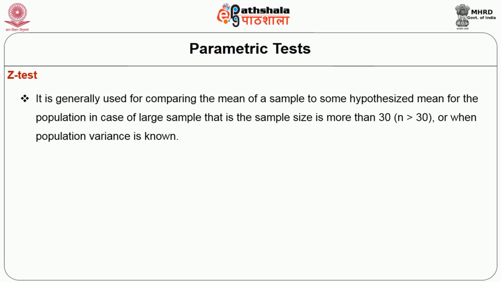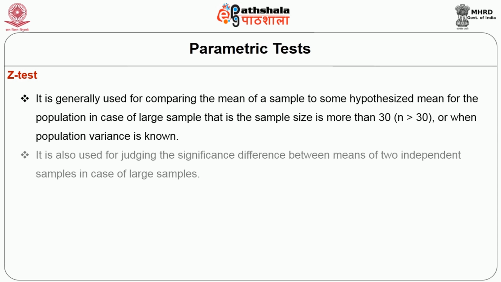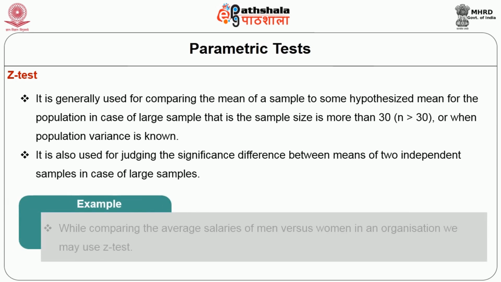The next important parametric test is the z-test. The z-test is generally used for comparing the mean of a sample to some hypothesized mean for a population in case of large samples, that is, the sample size is more than 30, or when the population variance is known. It is also used for judging the significant difference between means of two independent samples in case of large samples. For example, while comparing the average salaries of men versus women in an organization, we may use the z-test.